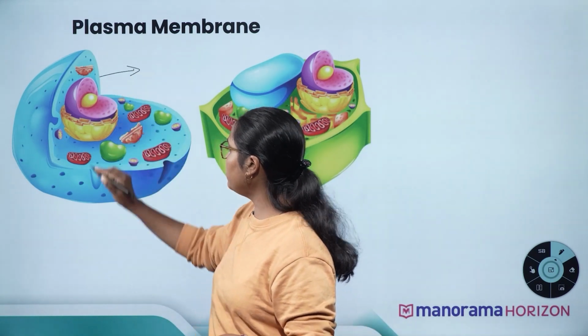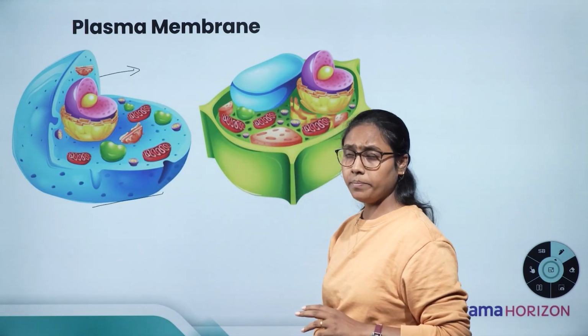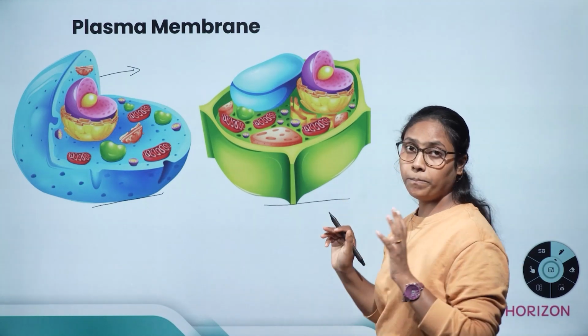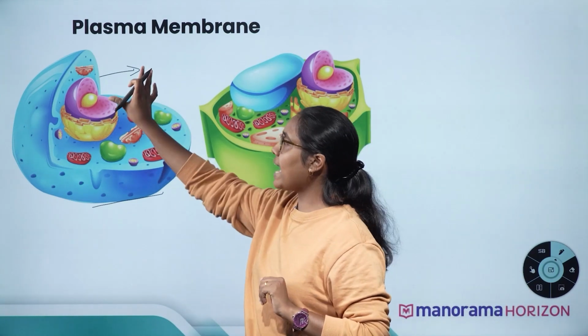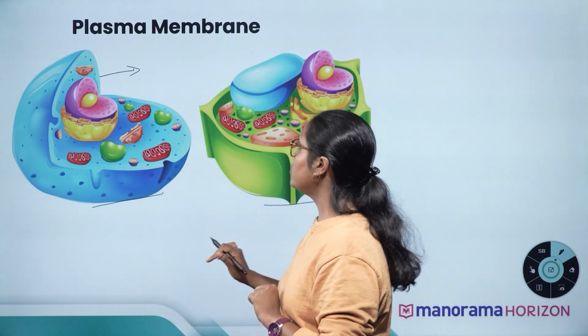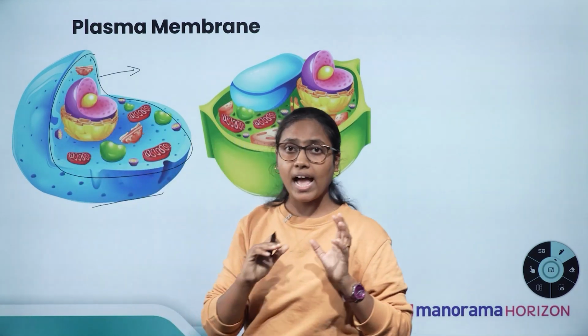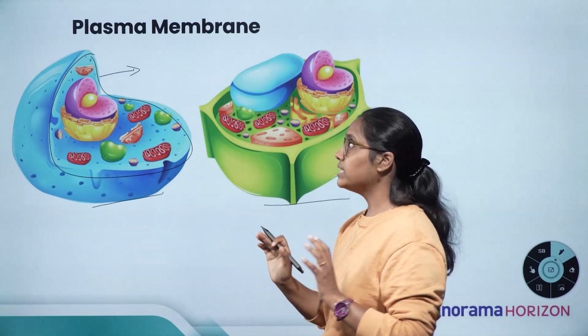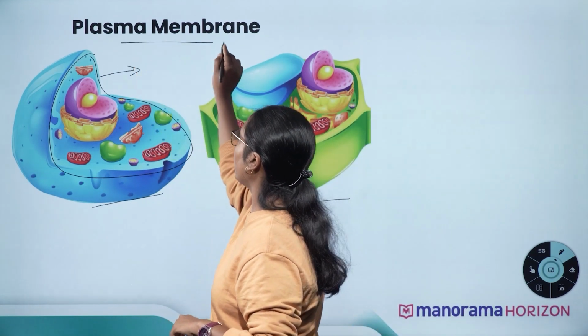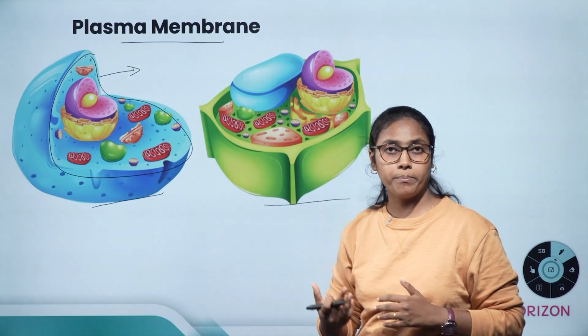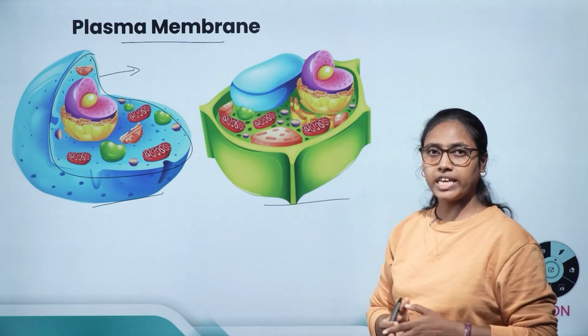If you see an animal cell, this is an animal cell, okay, and this one is a plant cell. If you see an animal cell, you will be able to see the limiting membrane. The limiting membrane of an animal cell is the cell membrane, or we call it the plasma membrane. It's another name for the cell membrane.